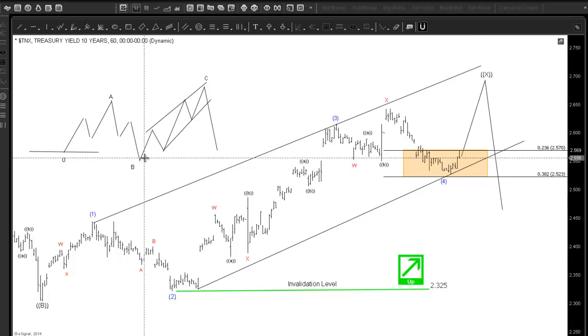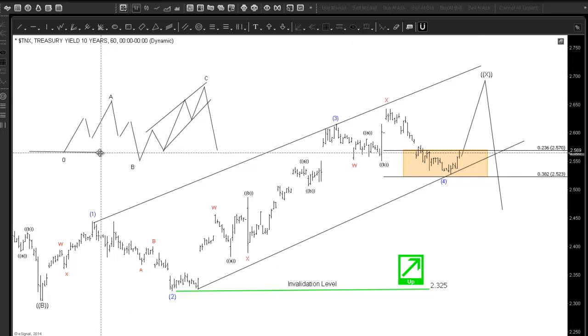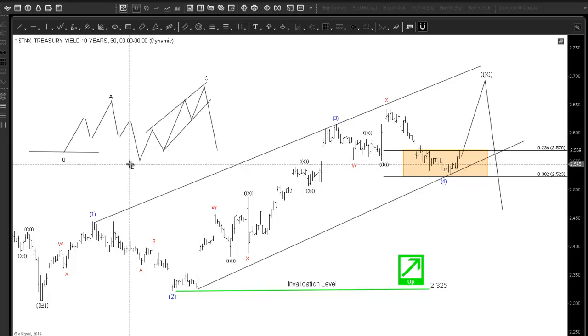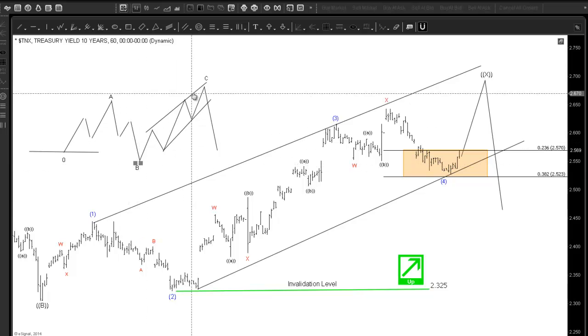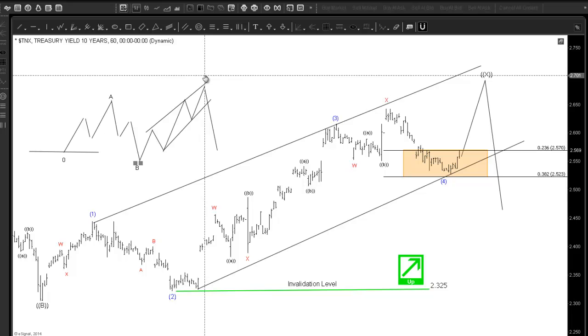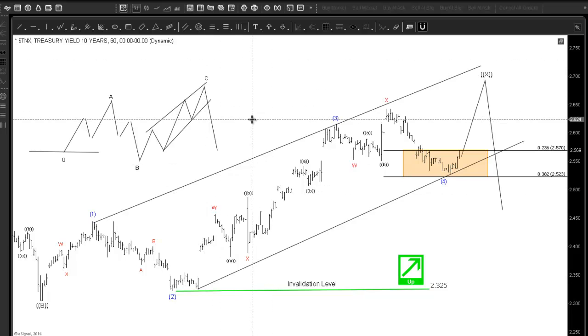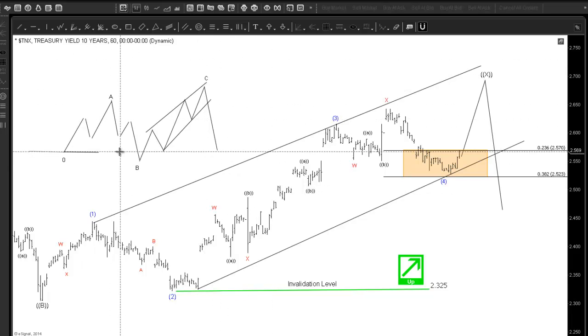Now, flat is a 3-3-5 structure. So let's say this is the start of the flat here, and then you get three waves up in A, three waves down in B, and then you would get five waves or five swings in the C leg. And then of course the decline or the trend would resume.